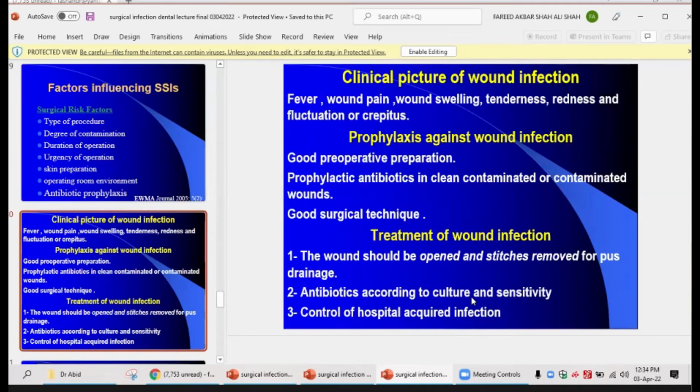Okay, now as we have discussed before also, the clinical picture of wound infection is that generally there is a patient who has fever, there is pain in the wound, there is wound swelling, there is tenderness, there is redness and fluctuation or crepitus. Prophylaxis against wound infection, you have to have a good pre-operative preparation. Prophylactic antibiotics are given in clean-contaminated or contaminated cases. I will come to this later.